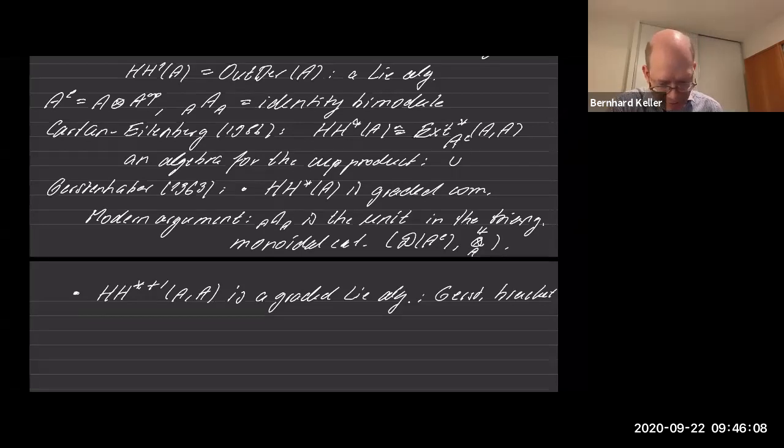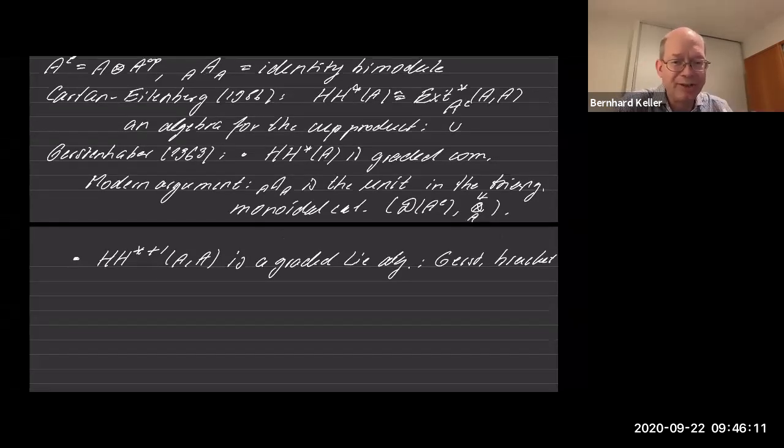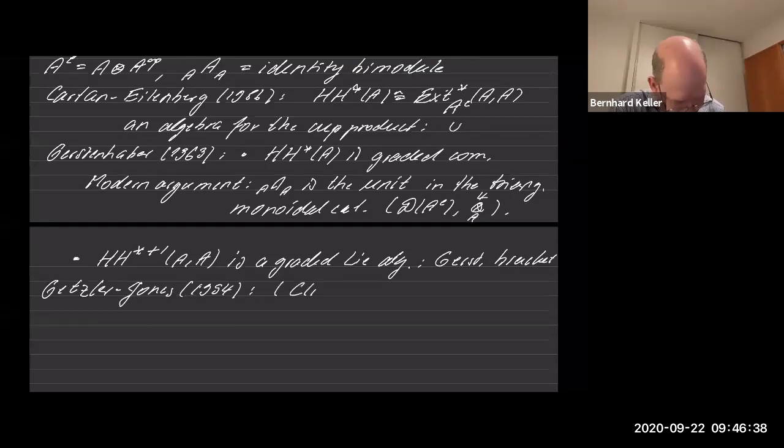Now it's important to lift these operations, the commutative product and the Gerstenhaber bracket, to the cochain level. What you get when you do that is part of a much richer structure, which was axiomatized by Getzler and Jones in 1994. Namely, they showed that if you take the Hochschild cochain complex itself, endowed with the natural lift of the cup product to the cochain level and the so-called brace operations, what you get is what they called a B-infinity algebra.